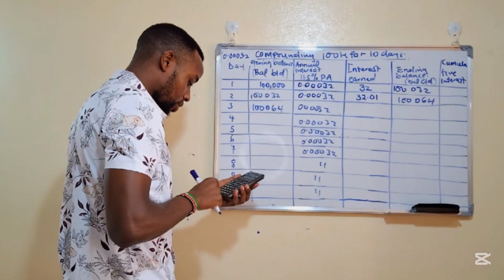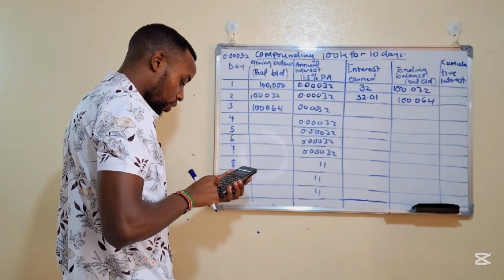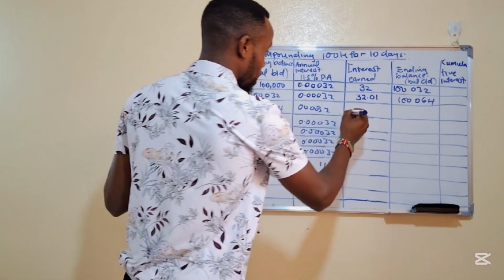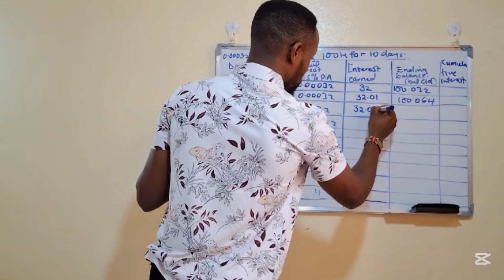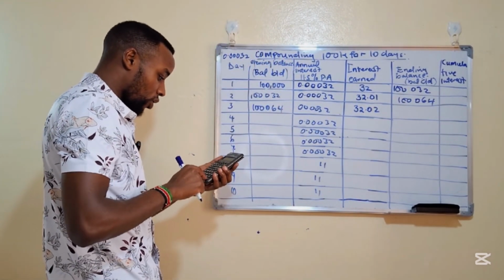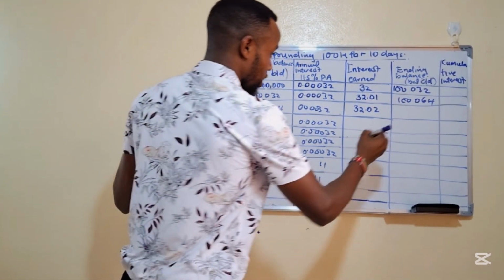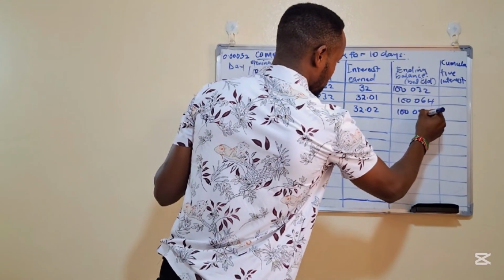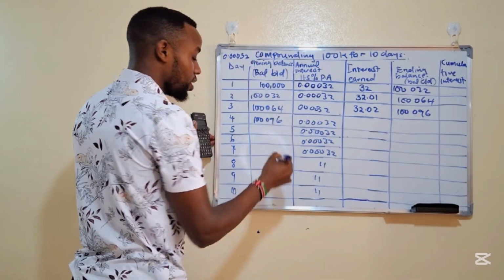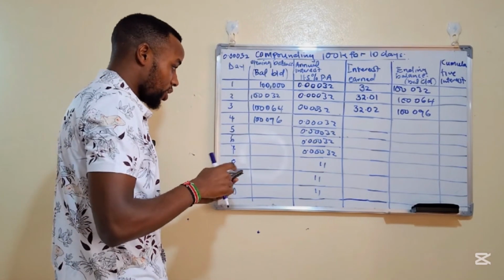Then times 0.00032, 32.02 again. Then you add 32.02 plus 100,064. You get 100,096. Then again 100,096. This is compounding and how it works, ladies and gentlemen.